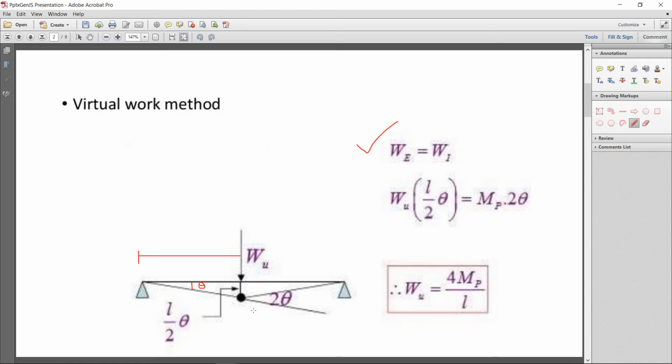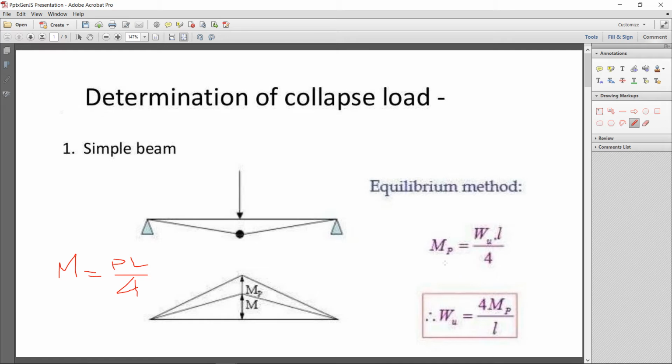Now internal work done at the place where the plastic hinge is formed, the deformation is 2 theta. Okay, 1 theta from this side, 1 theta from this side, total is 2 theta. So the internal work done when the plastic moment forms is Mp into 2 theta. Just simplify this equation, take all the parameters to the other side, theta will cancel out with theta, and again the same equation is formed, that is 4 Mp over L. That is the same equation we got from the equilibrium method.